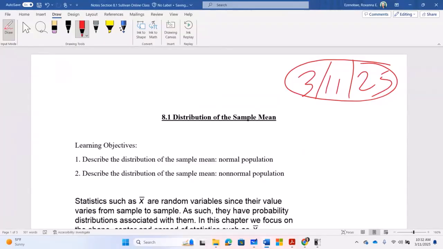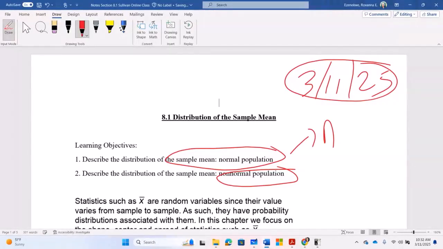What are the learning objectives? You should be able to describe the distribution of sample means when it's a normal population, and the distribution of sample means when it's a non-normal population. So we have to be very careful to know when it is normal. The sample size is greater than 30, and the population standard deviation is known, when it's a normal population.